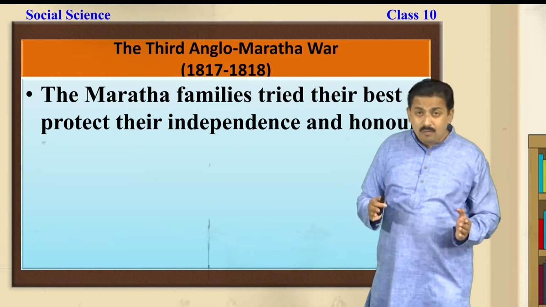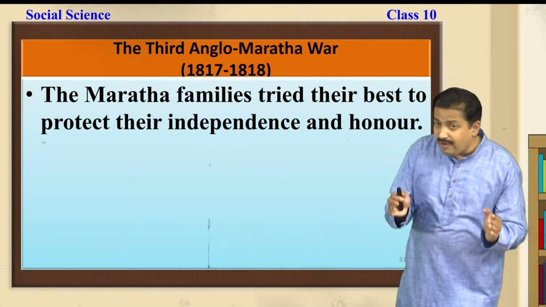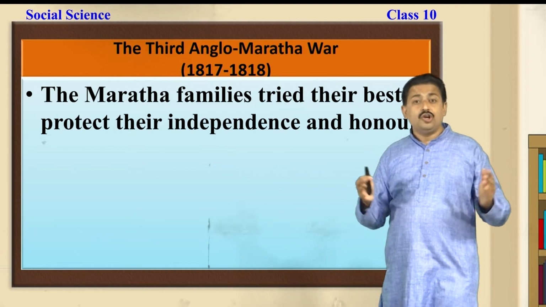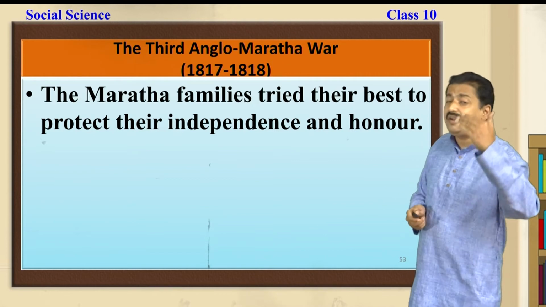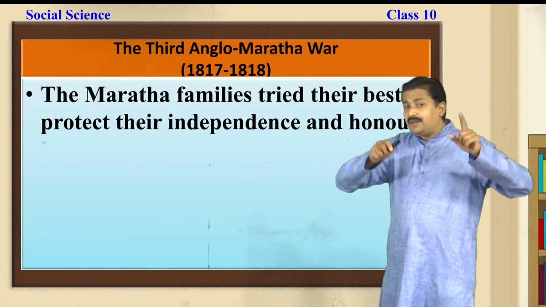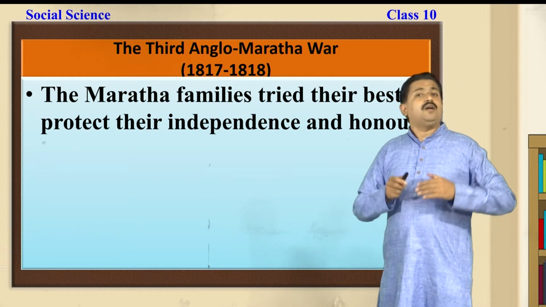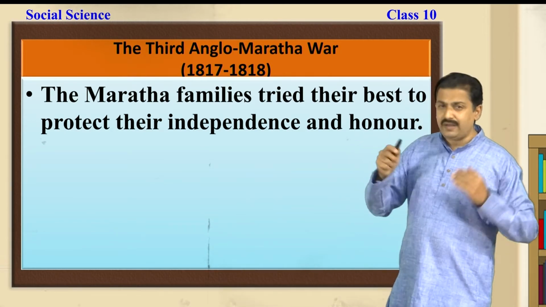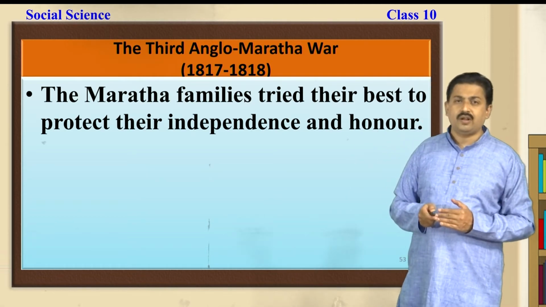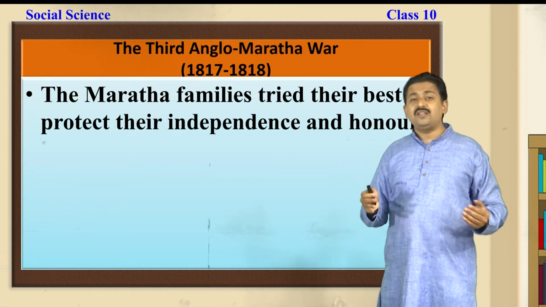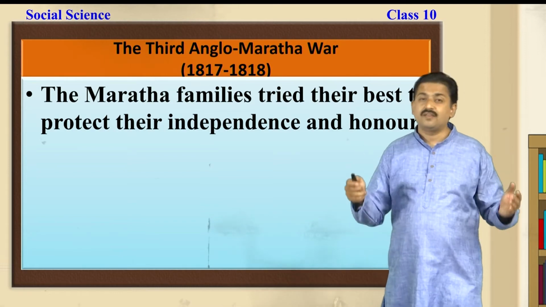The Third Anglo-Maratha War began in the year 1817. Maratha families tried their best to consolidate their power. They tried their best to protect their independence and honor. Why? Because the subsidiary alliance made the rulers very weak. They had no political independence. For everything they had to listen to the British Governor General. This subsidiary alliance had taken away the political sovereignty and independence of the Peshwa.